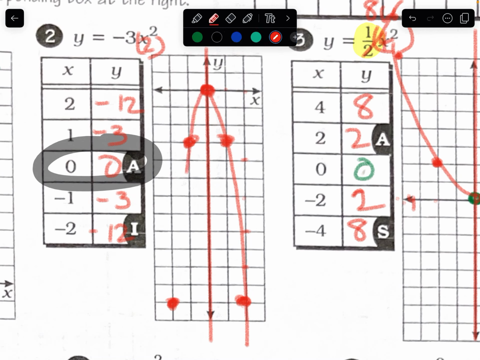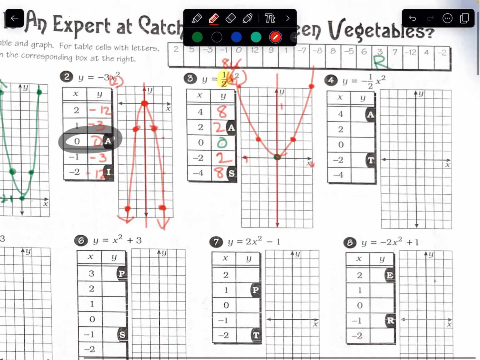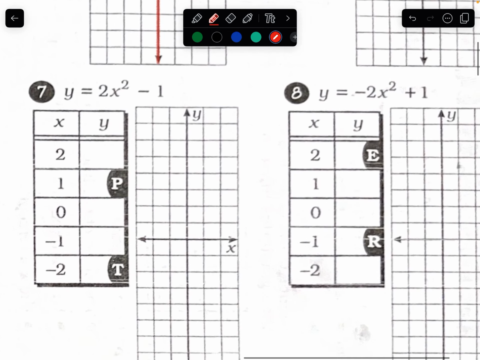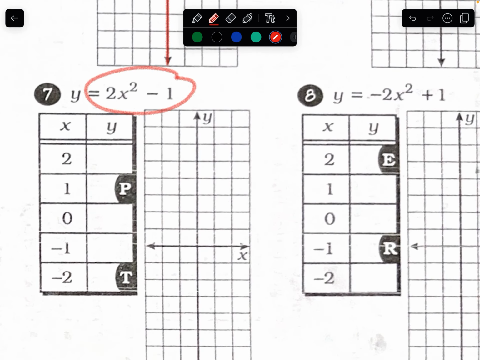Okay. You do that for all of these. It's not too hard. If you want to do this one you know it's going up because it's a positive. This one's going down because it's a negative. Okay. Start with 0. 0. 0 minus 1 is negative 1.